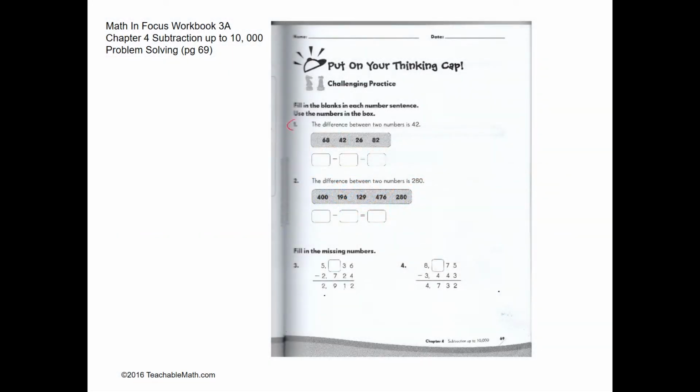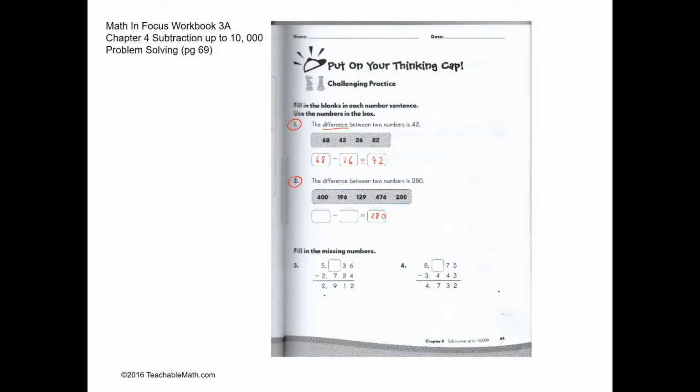The first question is pretty straightforward. The difference between the two numbers is 42. So we want to find two numbers that, when you subtract, give 42. So it will be 68 and 26. This one does not require any regrouping. Next question. The difference is 280.